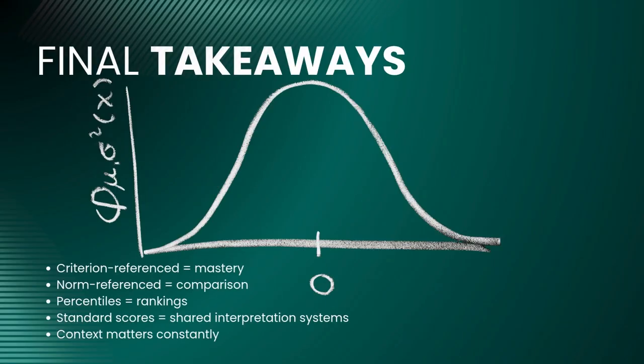So as we wrap up, here is the big takeaway. Assessment scores help us organize information. They do not define people. The counselor's role is not just to report numbers, it's to interpret them carefully, ethically, and contextually. So remember, criterion-referenced tests measure mastery. Norm-referenced tests measure comparison. Percentiles are rankings. Standard scores create shared interpretation systems, and context always matters. And maybe most importantly, a person is always bigger than their score.